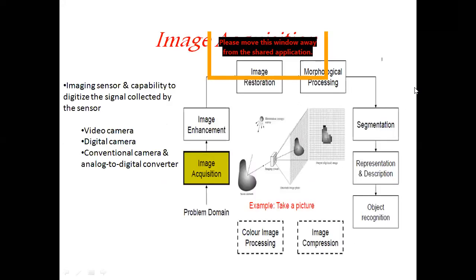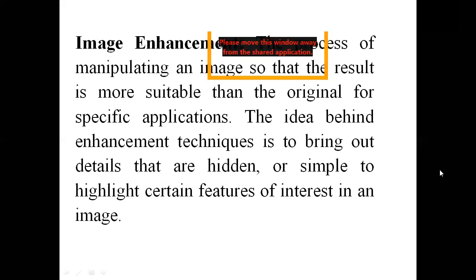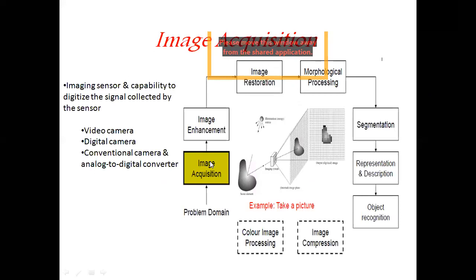If we are taking it diagrammatically, these are the steps we are following. Now image acquisition will be highlighted. The problem domain is given to image acquisition, where the capturing happens. This is the first step in digital image processing. It happens by using a video camera or digital camera, in which sensors will be there. So image acquisition will be highlighted here.